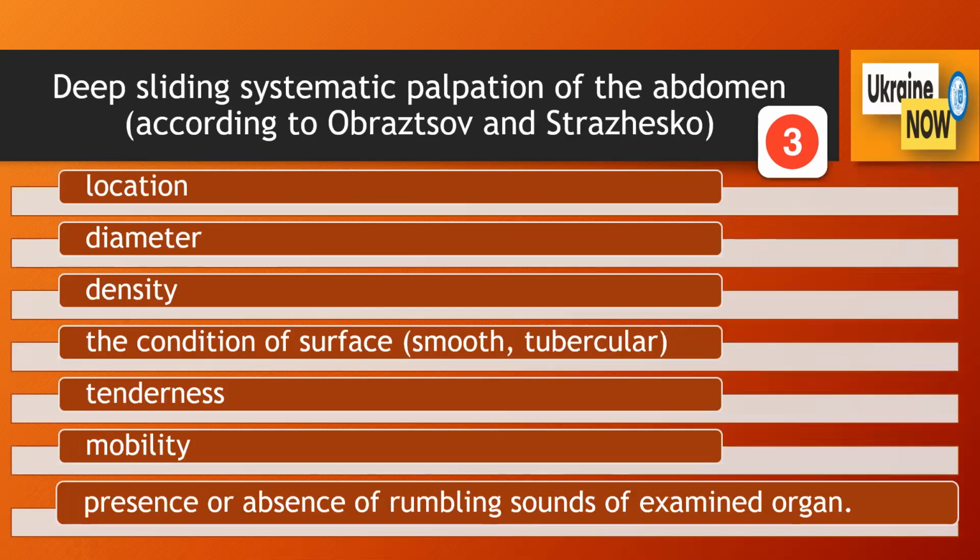In deep palpation, we should assess location, diameter, density, the condition of the surface, tenderness, mobility, and presence or absence of rumbling sound of the examined organ. We must evaluate the condition of each organ under its own characteristics.